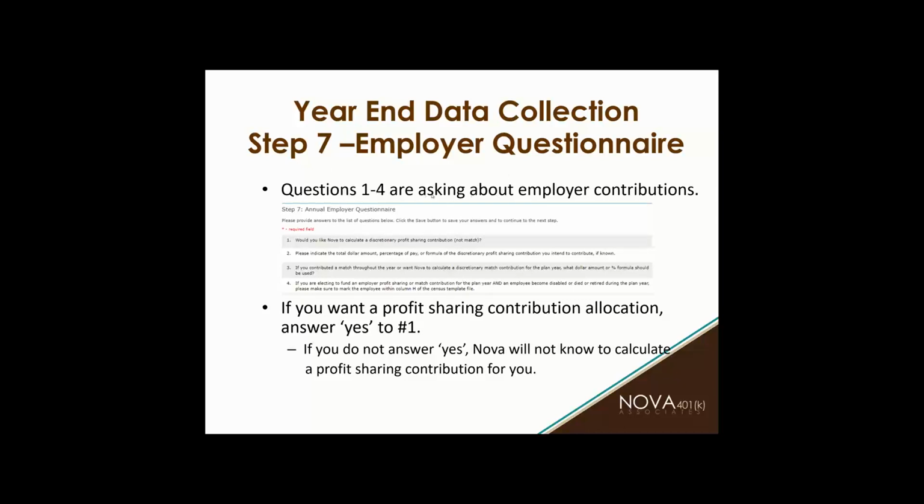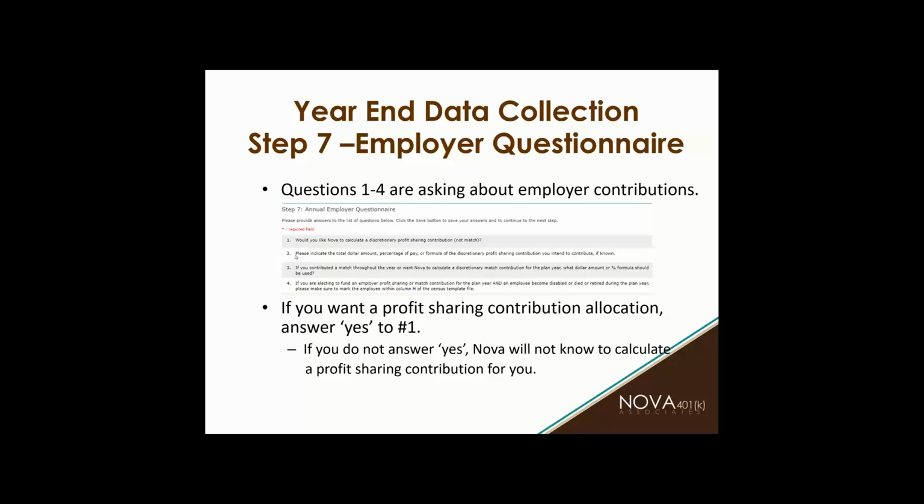Questions 1 through 4, we've moved things around as well as shortened questions and edited questions. So now we are asking about employer contributions from the start. So do you want Nova to calculate a discretionary profit sharing contribution? Not a match, but an actual profit sharing.